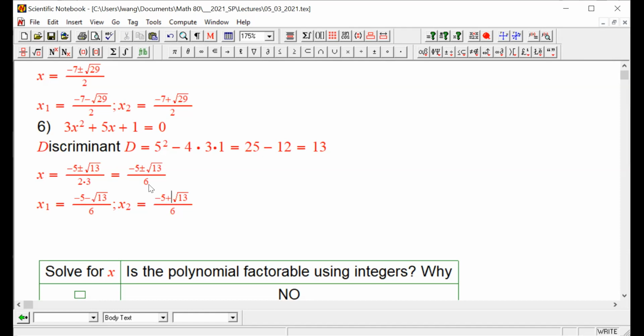Now, the next question is, if we cannot get those integer factors, do we have factors? Can we find any factors? The answer is yes, we do. We do have those factors. They're not going to look very simple. It looks a little messier, but they do exist.